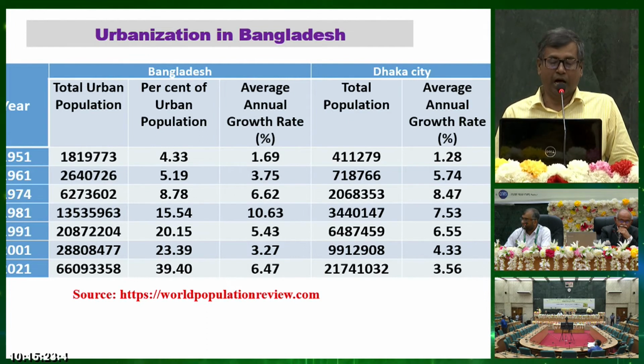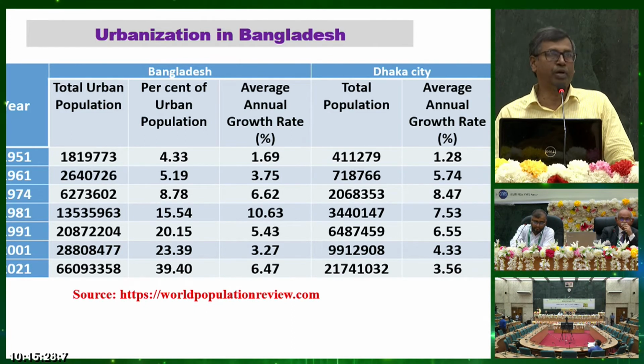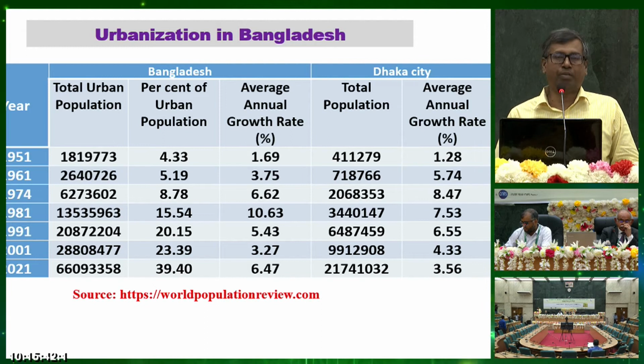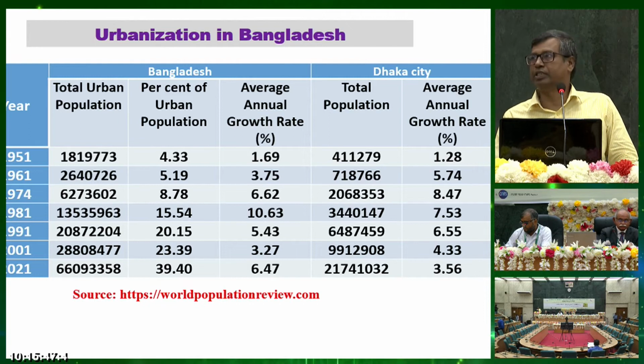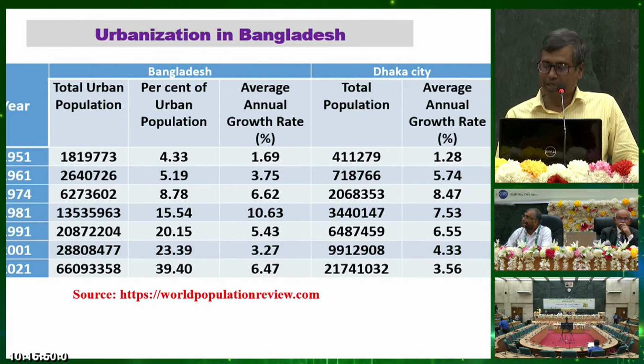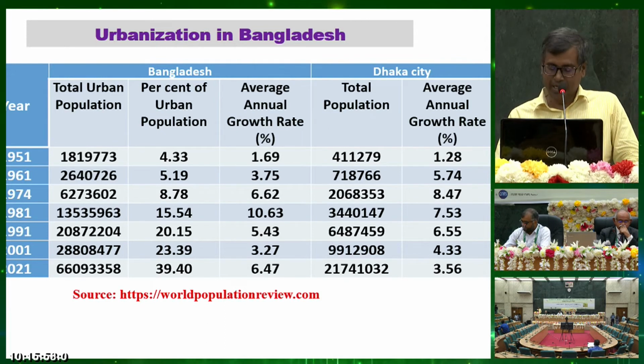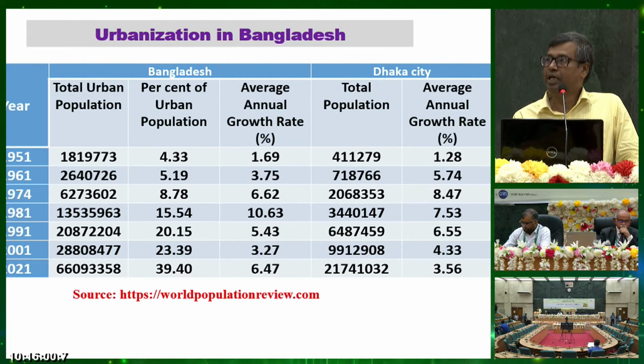So urbanization in Bangladesh is rapidly growing for many reasons, because education, job facilities, medical facilities, everything is concentrated in the urban areas. So people come from rural areas to urban areas, and the urban population density is increasing, creating a huge solid waste disposal problem. I am showing in the table the urbanization pattern of Bangladesh as well as Dhaka city. Now more than 2 crore people live in Dhaka.